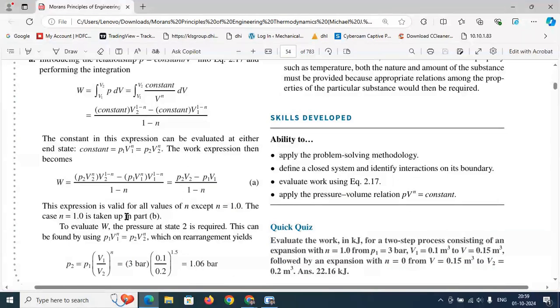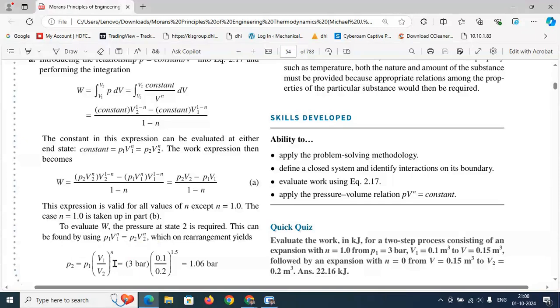Okay. So now the expression is valid for all the values of n. What values have they given? They have given 1.5, 1 and 0. So for the first case, to evaluate the work done, the pressure at state 2 is required. Now P2 is unknown. To find that P2, see here, P1 V1 raised to n is constant, they have given. Similarly, P2 V2 raised to n is also constant. So on this basis, they are finding P2 as P1 V1 raised to n divided by V2 raised to n.